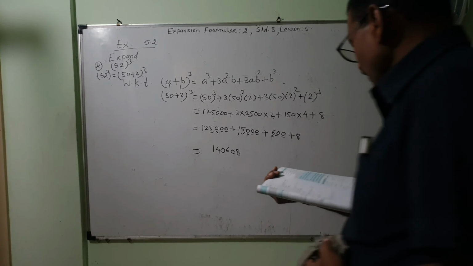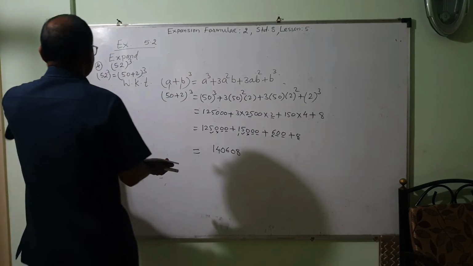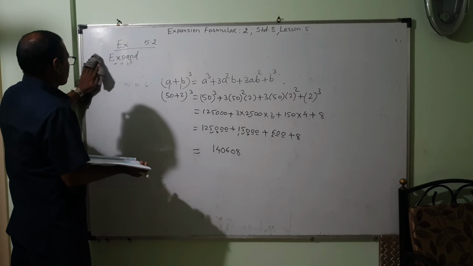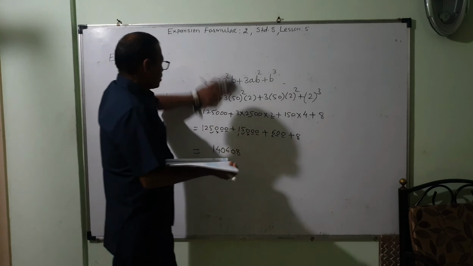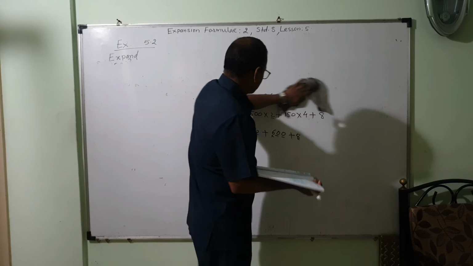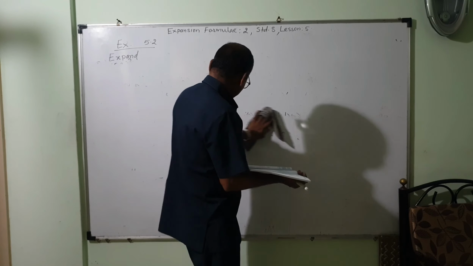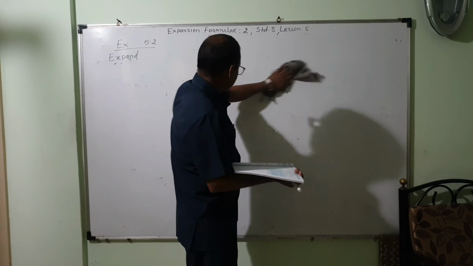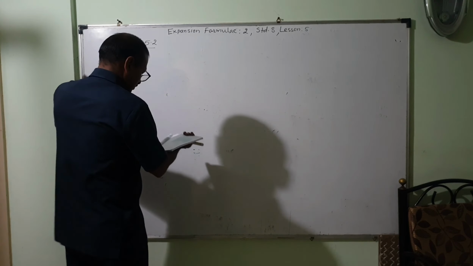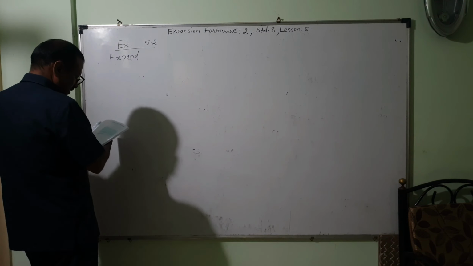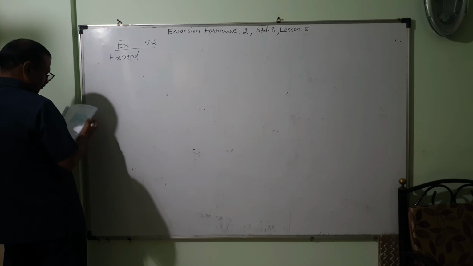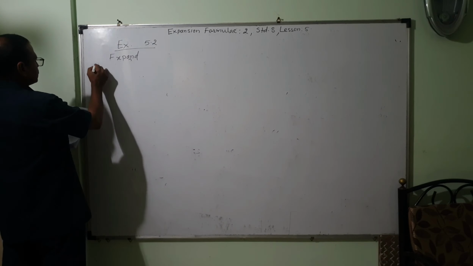Similarly, 101 cube, that I am keeping it for you, the fifth one. Just you have to multiply and solve. Now I am rubbing everything. The seventh sum I will do. Seventh sum.